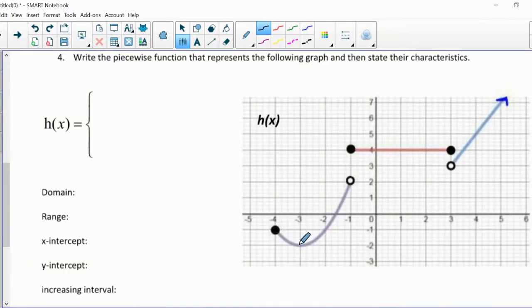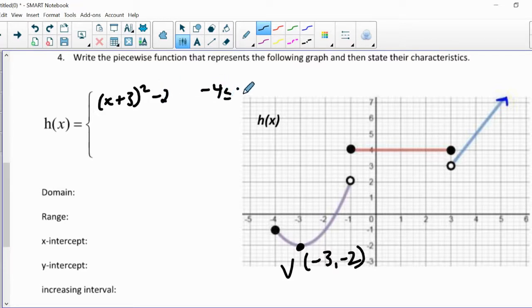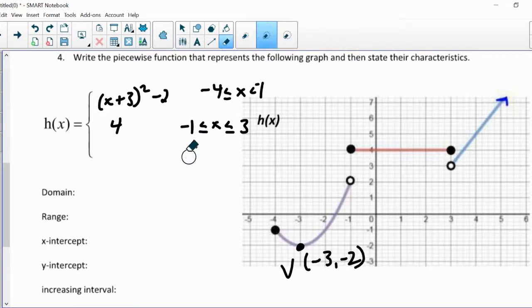Piecewise function for number 4. The vertex of this one is at -3, -2, and it looks like my a value of the parabola is 1. So (x plus 3) squared minus 2, and that's from -4 to 1. Then I have a horizontal line at 4, so y equals 4, and that's from -1 to 3, and then I have from 3 to infinity, so I would just say x is greater than 3.